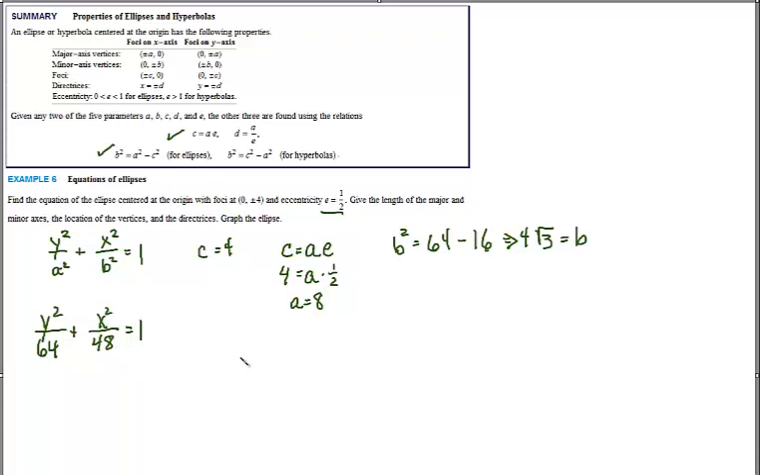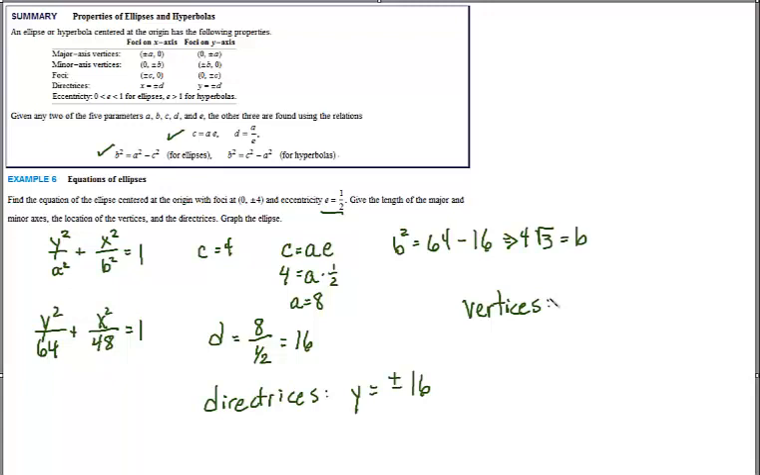I need to find the directrix. They want me to find that too, and that's a over e, so that's a over 1/2. So the directrix then is going to be 16. So the directrix lines are both equal plus minus 16, and I think I need to say the vertices.